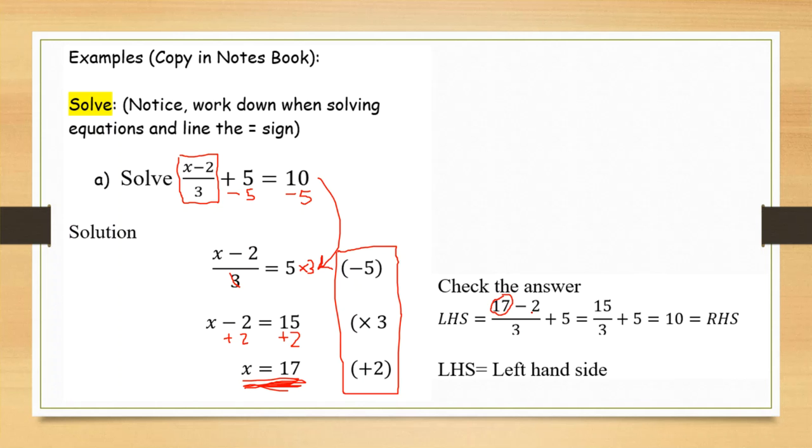17 take away 2 is 15. So 15 over 3 is 5. So this part is 5. And 5 plus 5 equals 10. So we get the left-hand side equals the right-hand side. That should be right-hand side. So we know that the answer is correct.